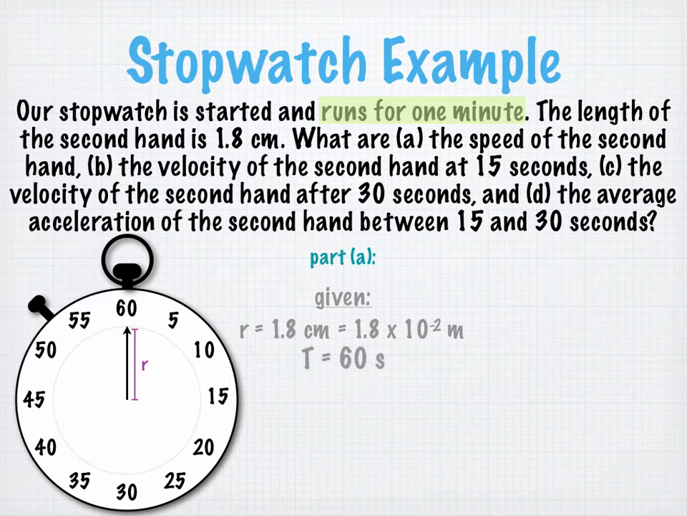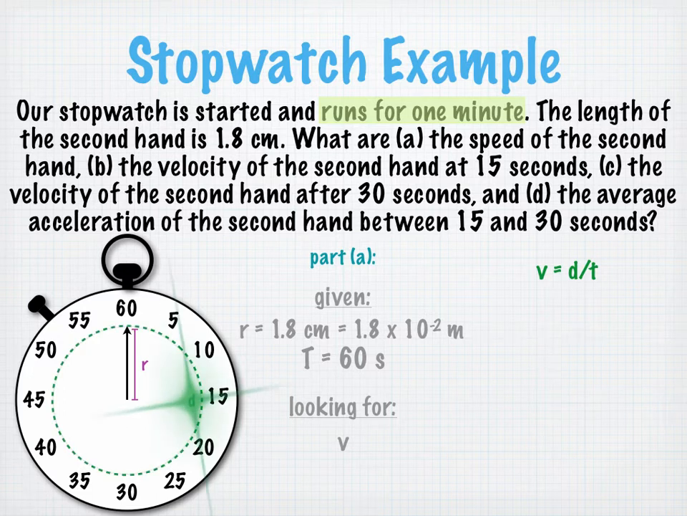Now, what are we looking for in part A? The speed of the second hand. Speed is the same thing as the magnitude of the velocity. Now we need an equation. We know that speed is equal to distance divided by time. What is the distance traveled by our second hand? It runs for 1 minute, making a full circle around the stopwatch.